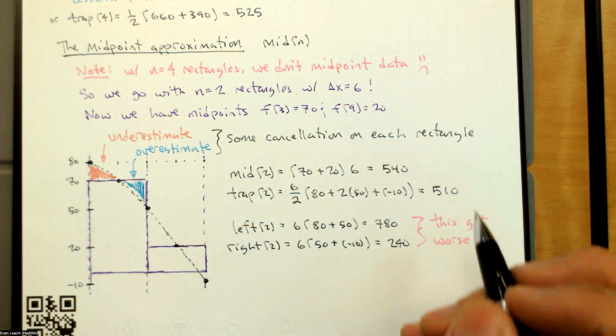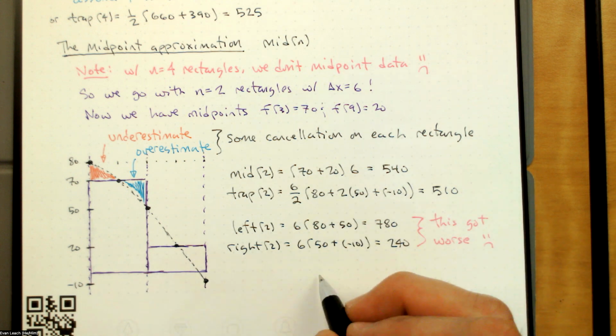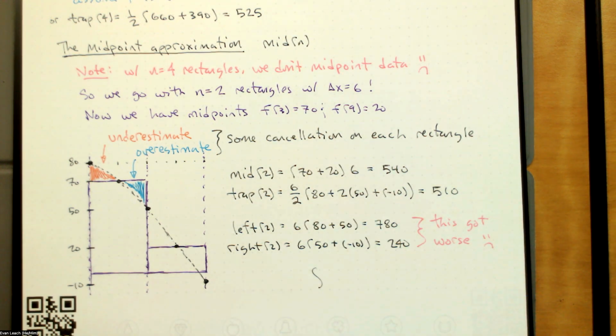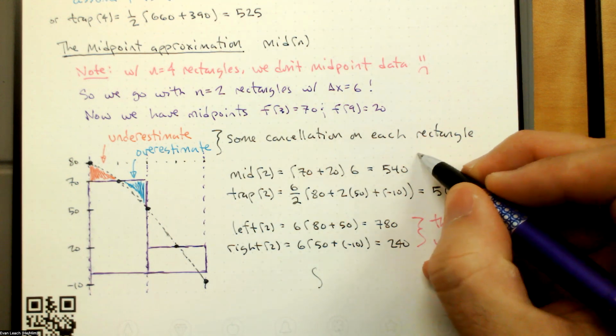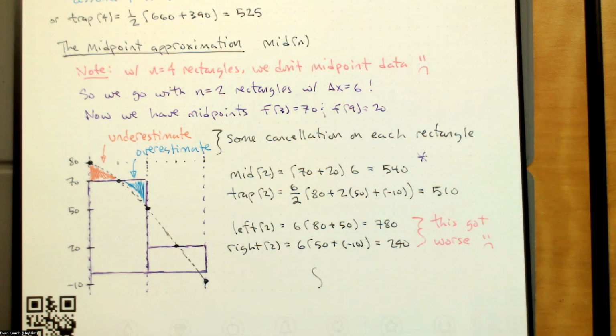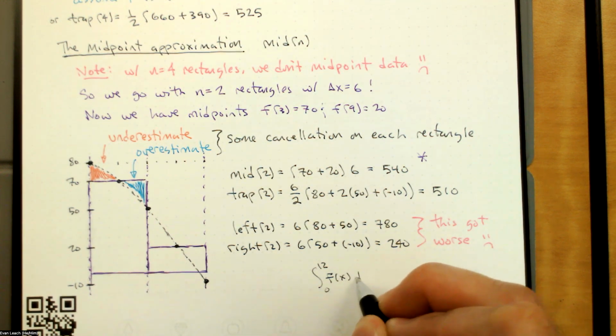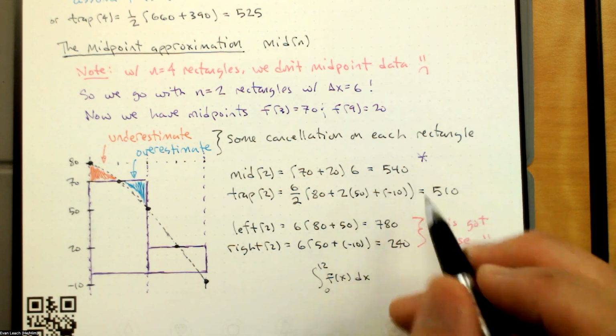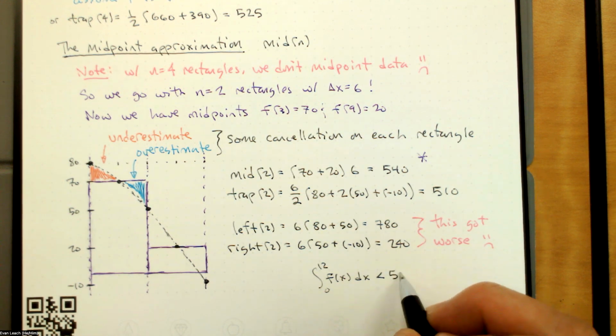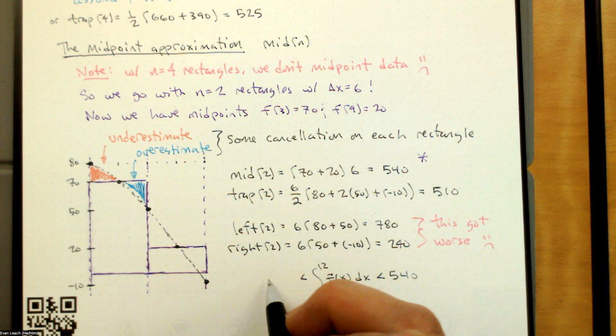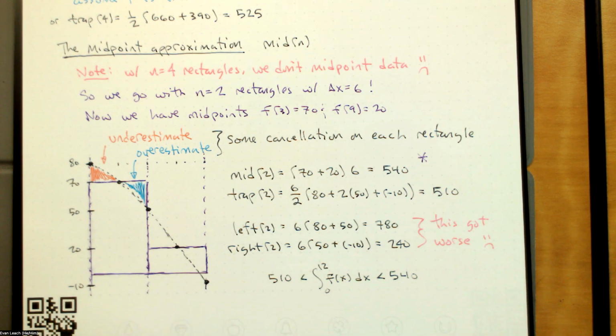So one of the things that we know is that the actual value of the integral from 0 to 12 of f of x dx will be between 510 and 540. Will be less than 540 and greater than 510. The trapezoidal and midpoint rules will over and underestimate depending on the concavity of the function.